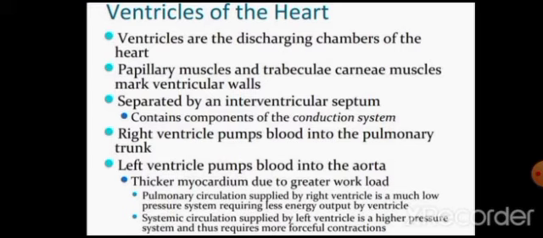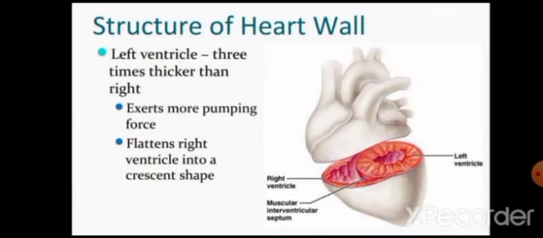Pulmonary circulation, supplied by the right ventricle, is a much lower pressure system requiring less energy output by the ventricle, which leads deoxygenated blood towards the lungs for oxygenation. Systemic circulation, supplied by the left ventricle, is a higher pressure system and thus requires more forceful contraction, which passes blood to the whole body by the aorta.